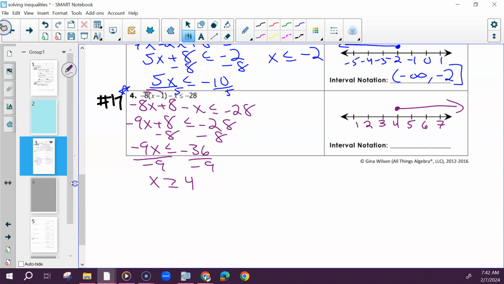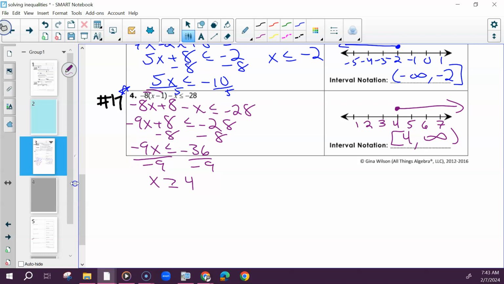Alright, interval notation, where does that start? Would it be parenthesis or bracket? Bracket. Square bracket. And where does it end? It doesn't. Infinity, it keeps going. Good. Questions on that?